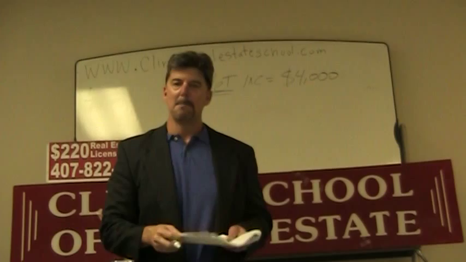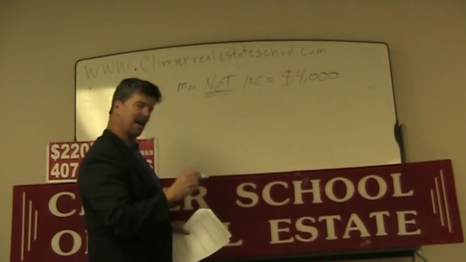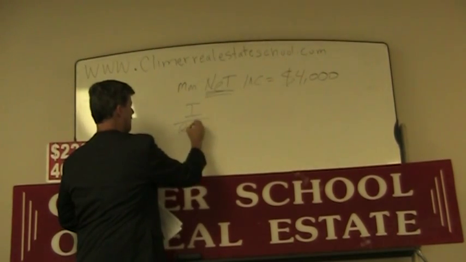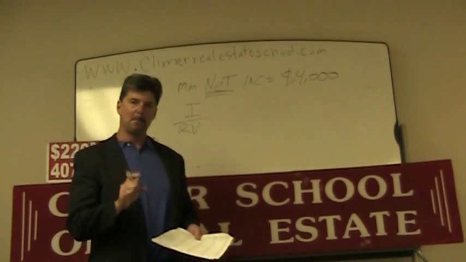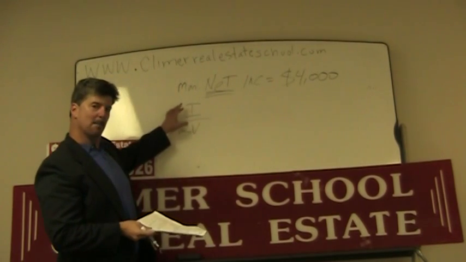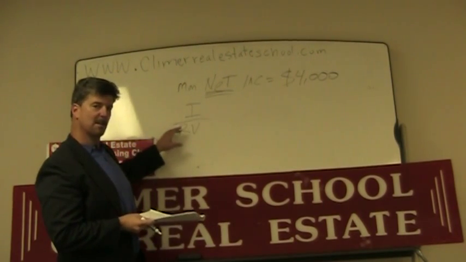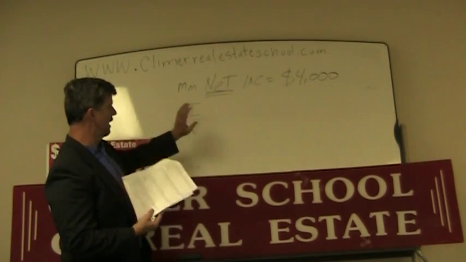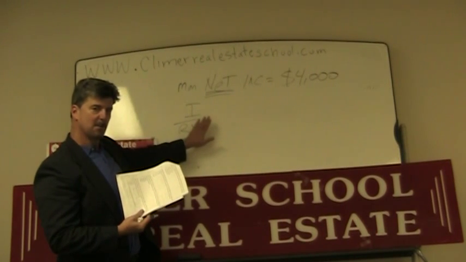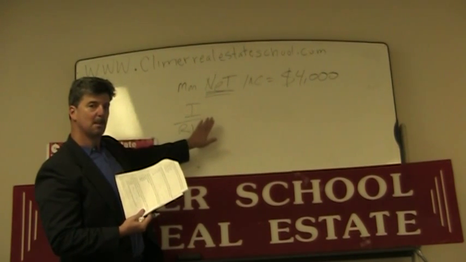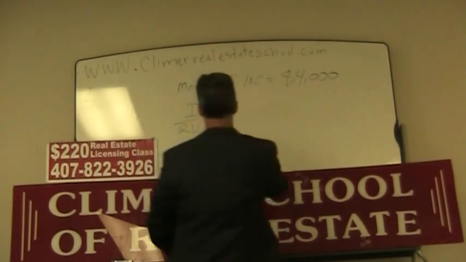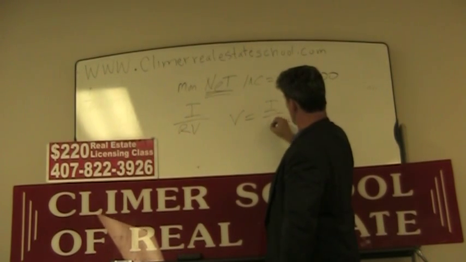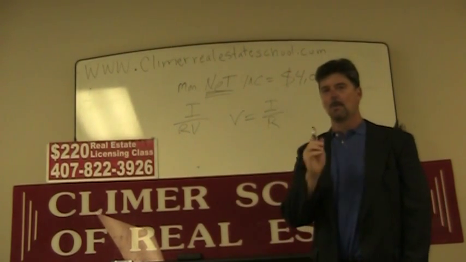I'm going to go back to a memory peg that you were given. I over RV. Remember, this is not a formula. This is a memory peg. Income over rate of return times value. What are we looking for? Value. So let's turn this into a formula that we can use to get the answer very easily. V equals I over R. What's the income?